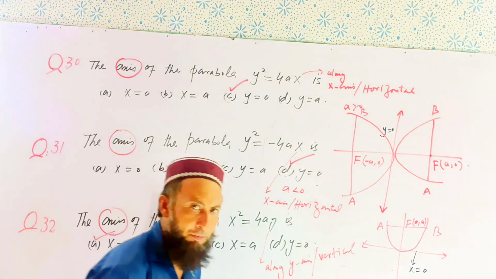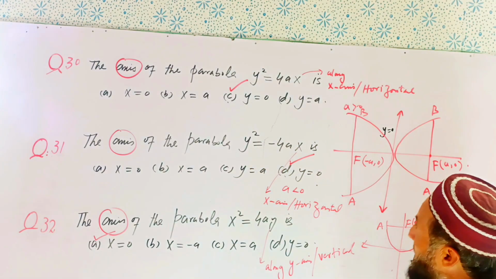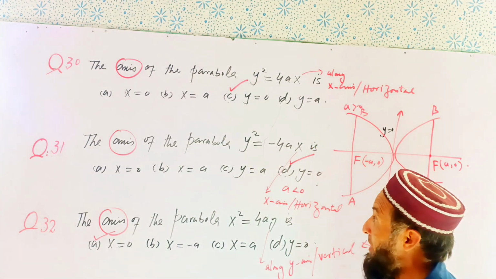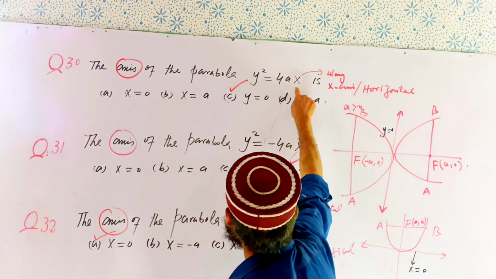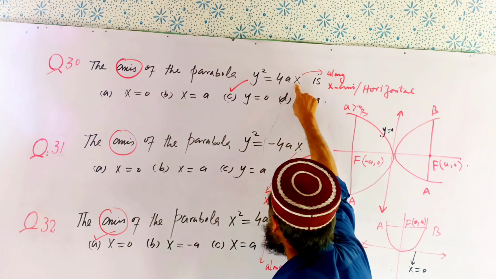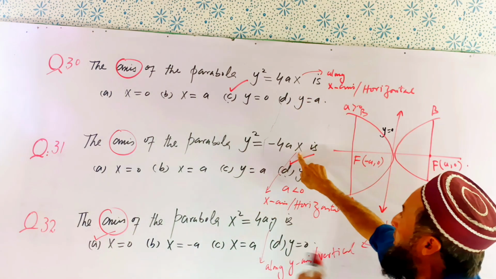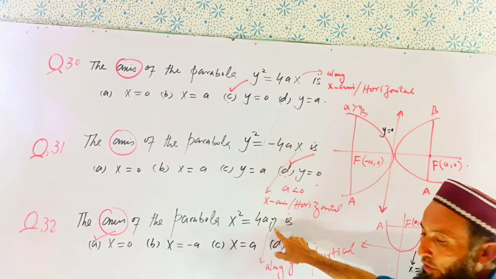These are the concepts you must understand in relation to each other, compare to each other. These are the basic things you must understand. If the axis of the parabola is along the x-axis, then we put y is equal to 0. If the parabola is along the y-axis, then put x is equal to 0.